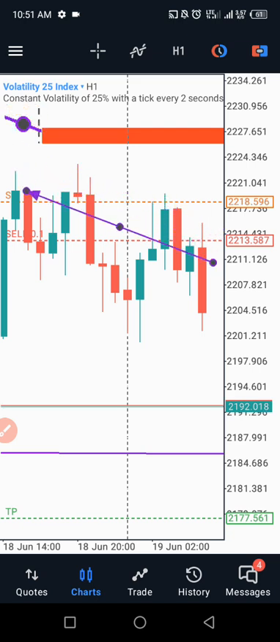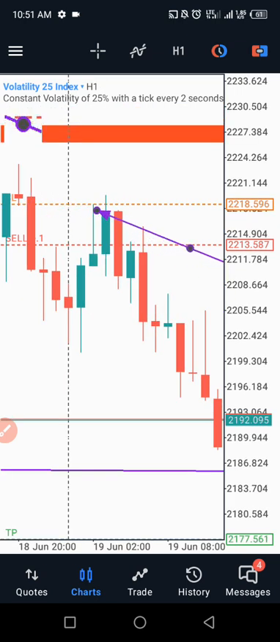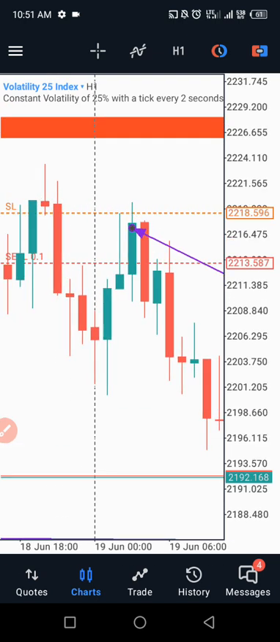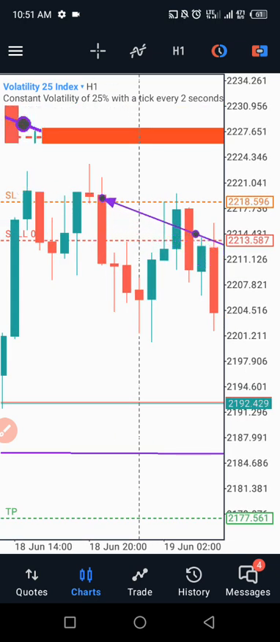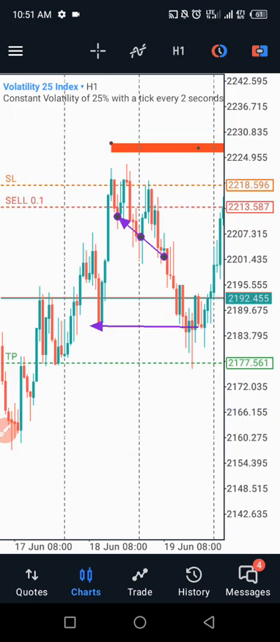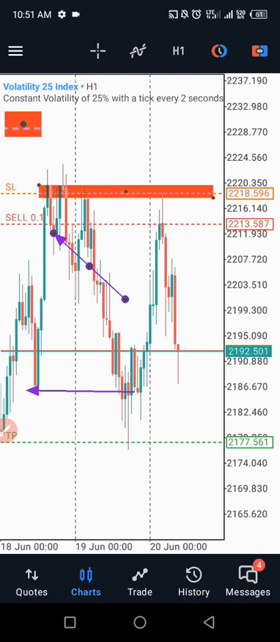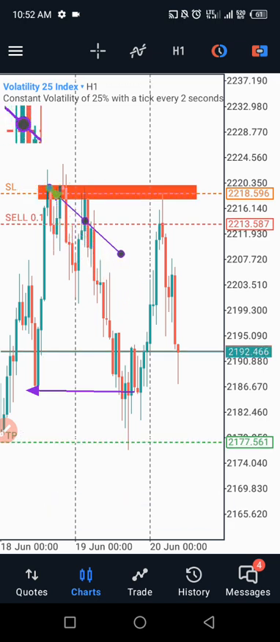Okay, we are going to make use of the body here, the close of this body here, and then we are going to draw it and let it get to the close of this body here. So this will be our lower body here, and then this will be our upper body here to be able to draw our red zone. Okay, and then we are going to see how price is going to respect it. So this is how we are able to draw that zone. You can see that when we place that there, this was the upper part of the body, and then this was the lower part.